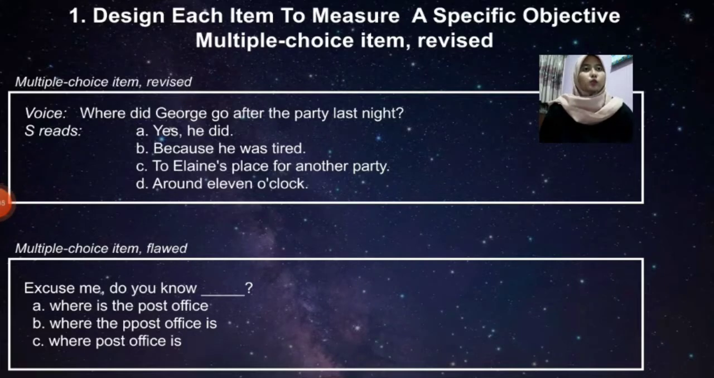Okay, next. 1. Design each item to measure a specific objective. Multiple-choice item, revised. Example, voice: Where did Georgie go after the party last night? And she reads: A. Yes, he did. B. Because he was tired. C. The airline plans for another party. D. Around 11 o'clock. And then a multiple-choice item, flawed: Excuse me, do you know? A. Where is the post office? B. Where the post office is? C. Where post office is?